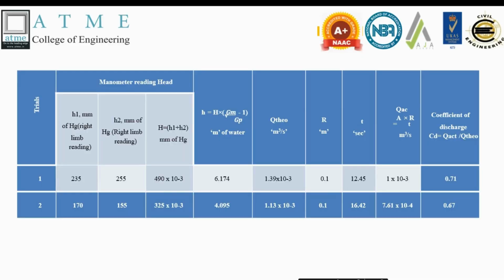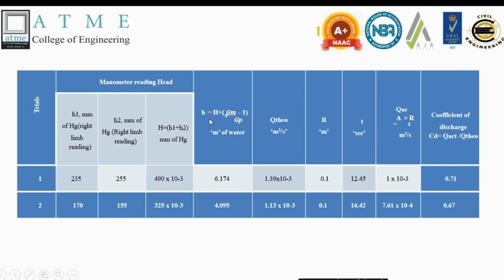After noting down the readings in the laboratory, you have to calculate Q theoretical and Q actual. Here two trials have been shown. The first trial is for maximum discharge. Here we have noted down the manometer readings: H1, the right limb reading, we have obtained as 235 millimeter, and H2, the left limb reading, we have obtained as 255. With that you can calculate H equals H1 plus H2, that is 490 into 10 power minus 3. Here the readings have been expressed in meters.